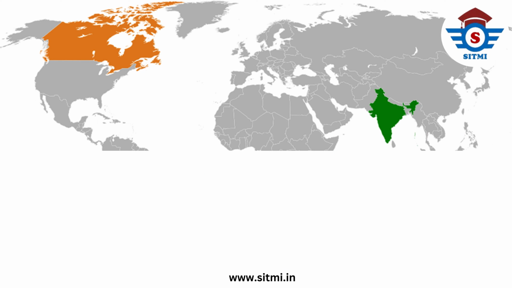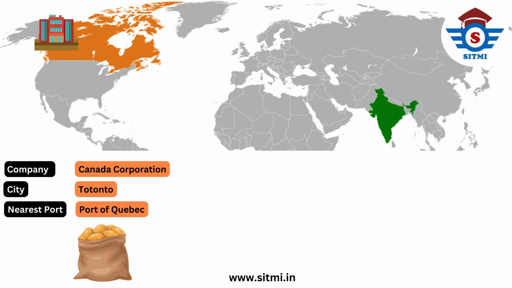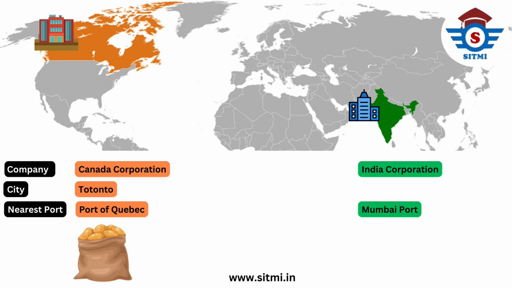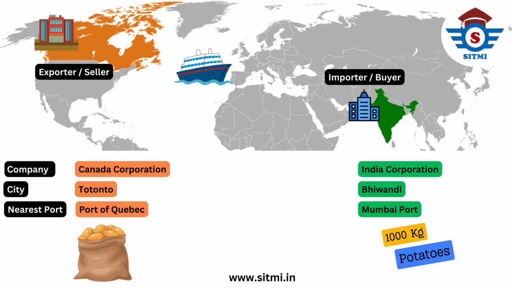Here, let's take the same example of the shipment where the first company is Canada Corporation, which is based out of the city Toronto in Canada, and this company is selling goods called potatoes. Also, this company has the nearest port called Port of Quebec, which is used to ship the goods from Canada. Now, our second company in this example is India Corporation, which is based out in Bhiwandi in India, and the nearest port for this company in India is the Mumbai port. So simply in our example, Canada Corporation is an exporter and India Corporation is an importer. Now, we had assumed that India Corporation needs 1000 kilograms of potatoes from Canada Corporation.